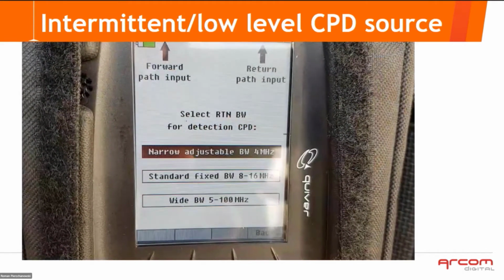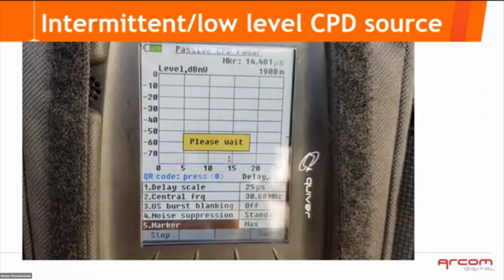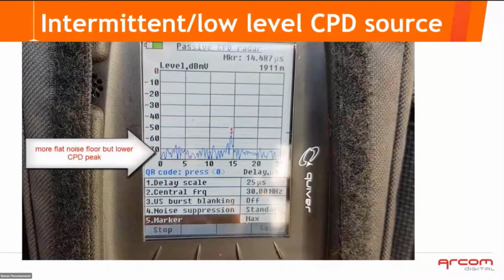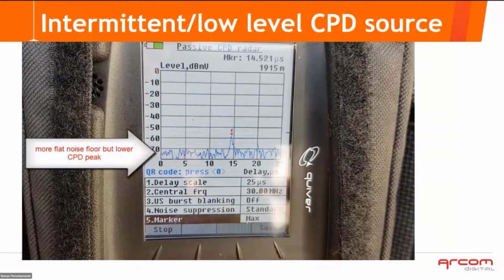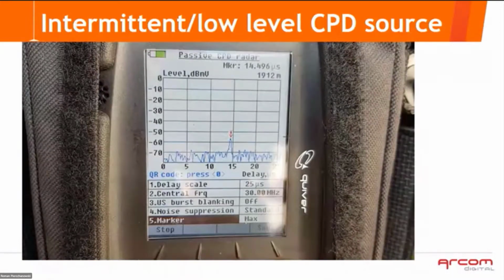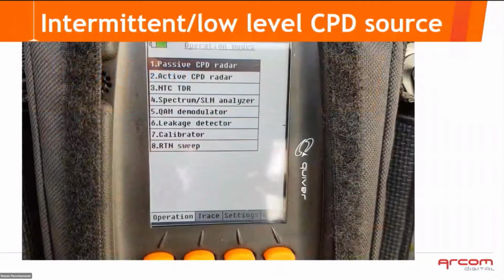So what you can do, your choice can be a narrow adjustable 4 megahertz bandwidth that you can put its central frequency, like here, to 30 megahertz. That was between the SC QAMs in a non-disturbed spectrum part. We revealed nicely that CPD peak.